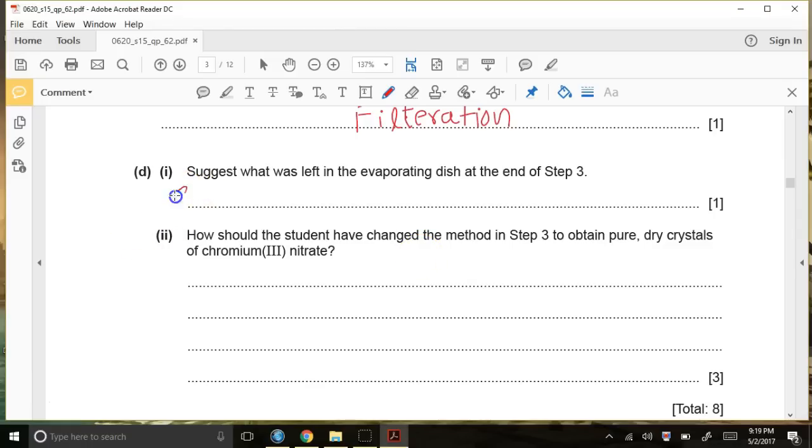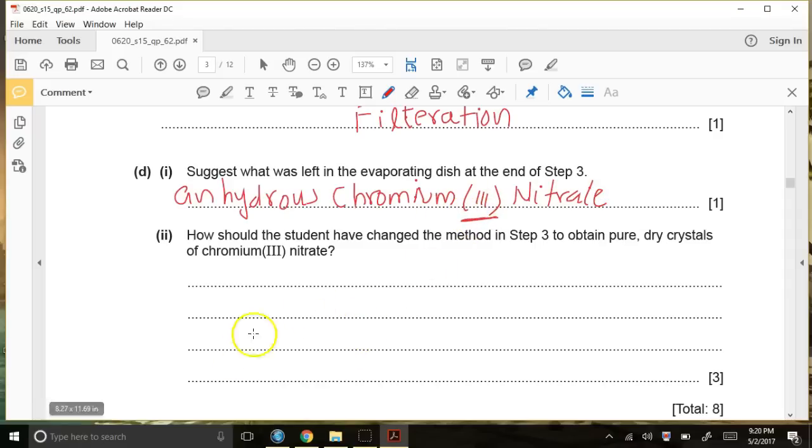So you get anhydrous chromium 3 nitrate. Always have a habit of writing that oxidation number in the bracket as it is mentioned in the question, because examiners always appreciate these kind of things.